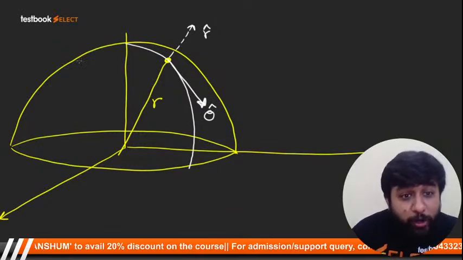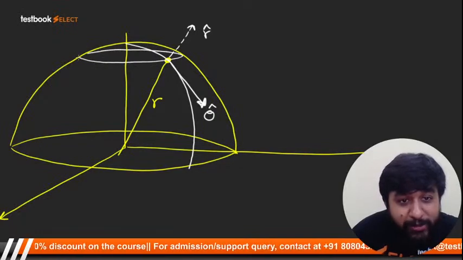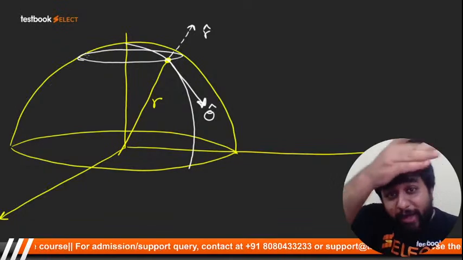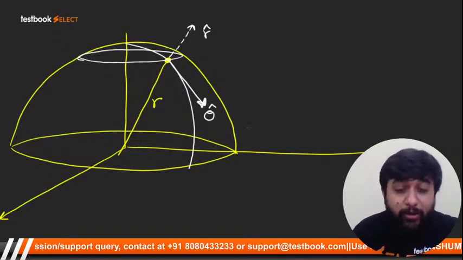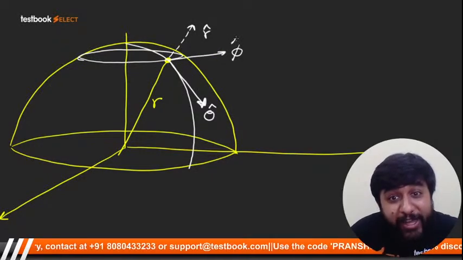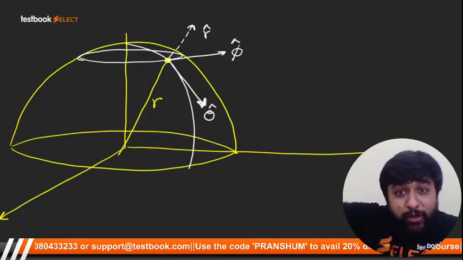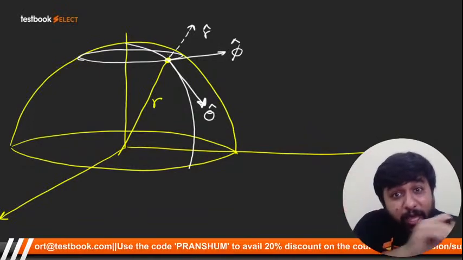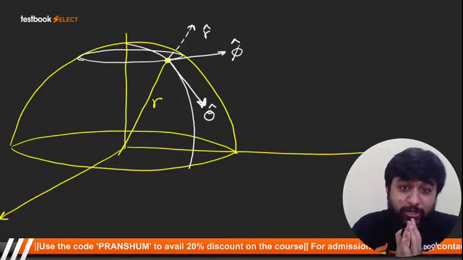And what you will do, you will draw a horizontal circle. You will draw a circle in the vertical plane. So there are two circles. One circle is in the vertical plane and one circle is in the horizontal plane. So tangent to the horizontal plane, that will become phi cap. So radius vector away from the origin, theta vector in the vertical plane and phi vector in the horizontal plane. So these are the principal directions.